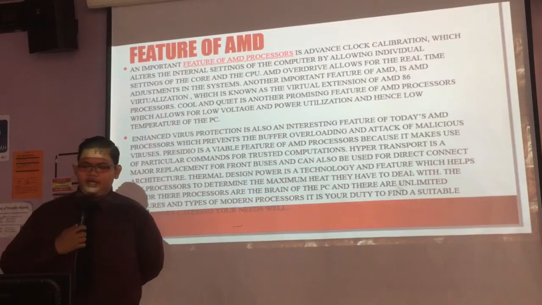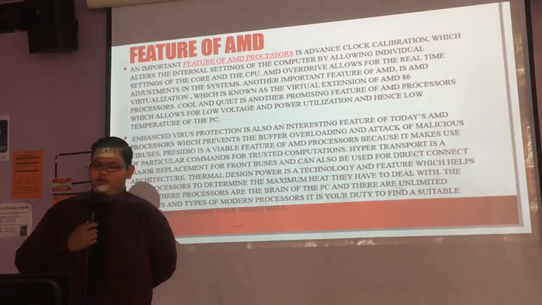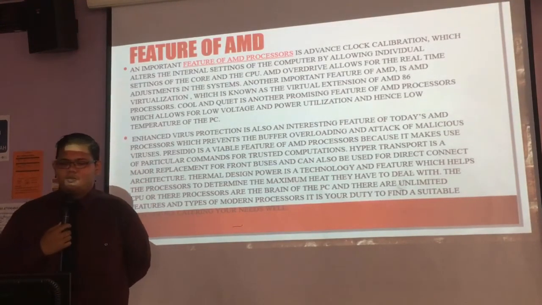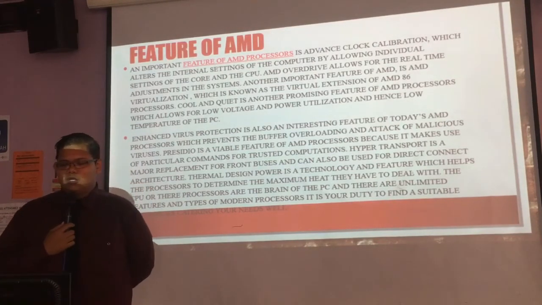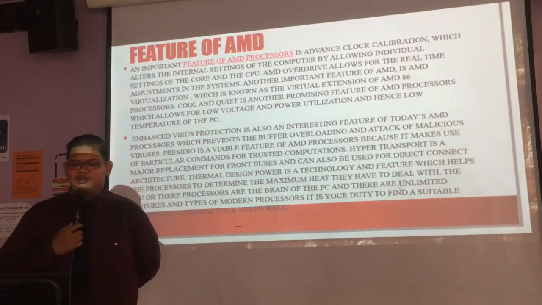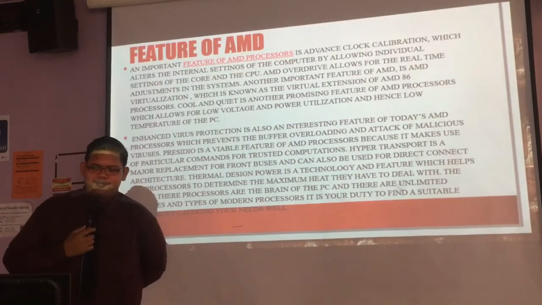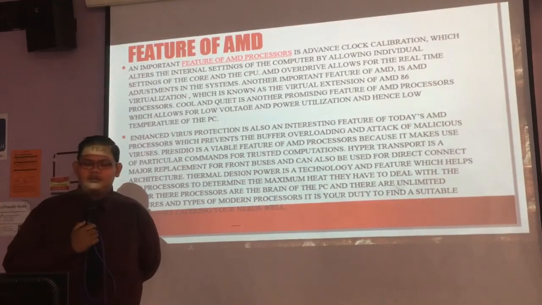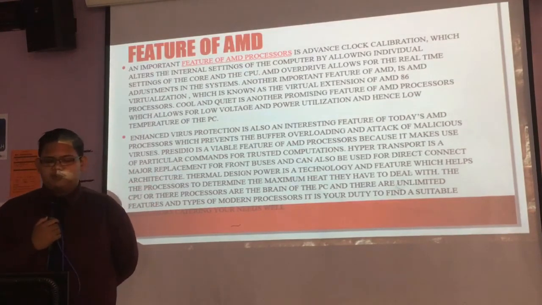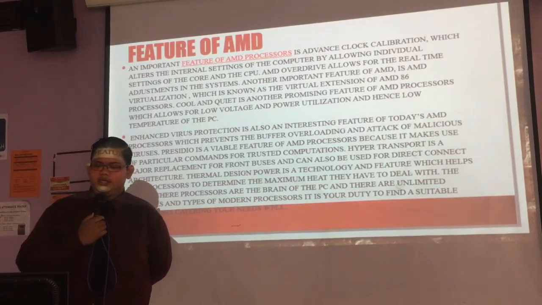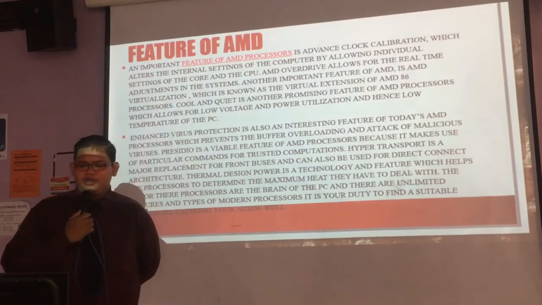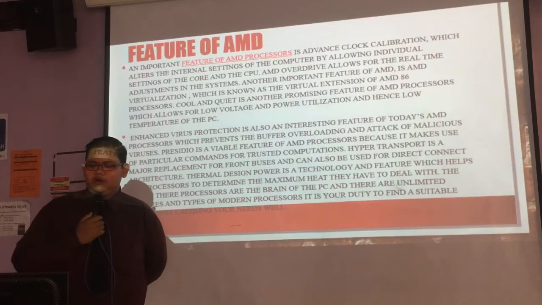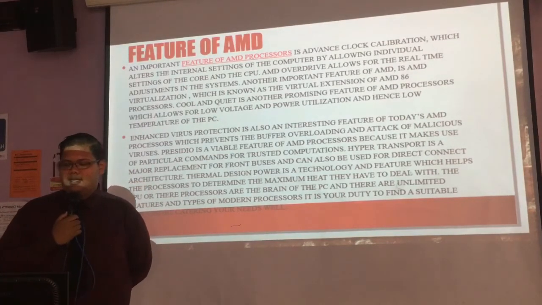AMD Cool'n'Quiet is another promising feature of AMD processors, which allows for low voltage and power utilization and ensures low temperature of the PC. Next, AMD also includes enhanced virus protection. It is also an interesting feature of today's AMD processors, which prevents buffer overflow and attacks of malicious viruses.